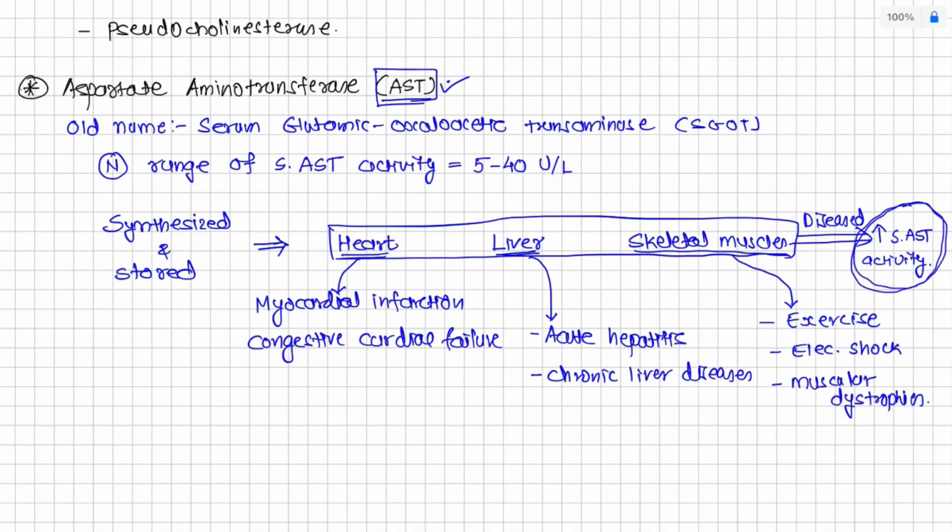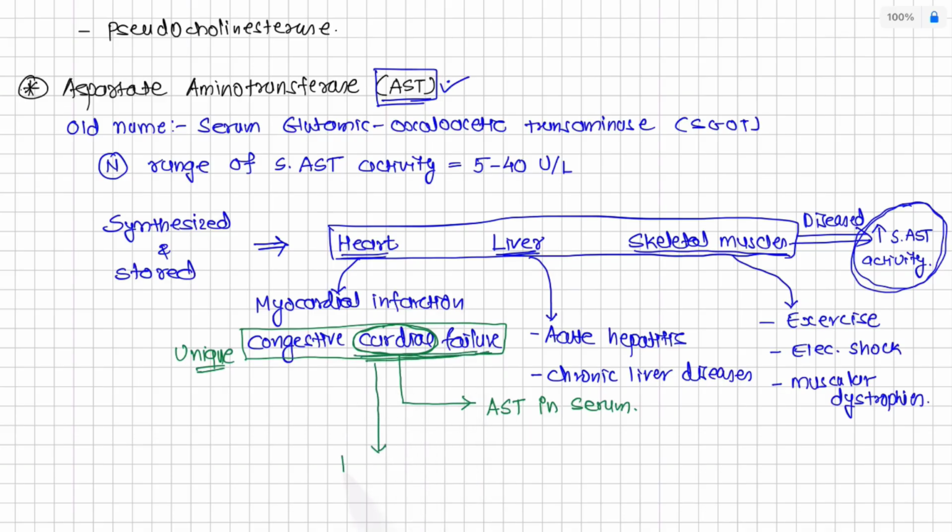In this list, congestive cardiac failure is a little bit unique because here cardiac cells are damaged, which releases aspartate aminotransferase in the serum. In addition to this, cardiac failure leads to liver congestion. So liver cells also get damaged, which further releases aspartate aminotransferase in the serum. So in congestive cardiac failure, serum aspartate aminotransferase activity is increased because of contribution by not only cardiac cells, but also contribution by the liver cells.